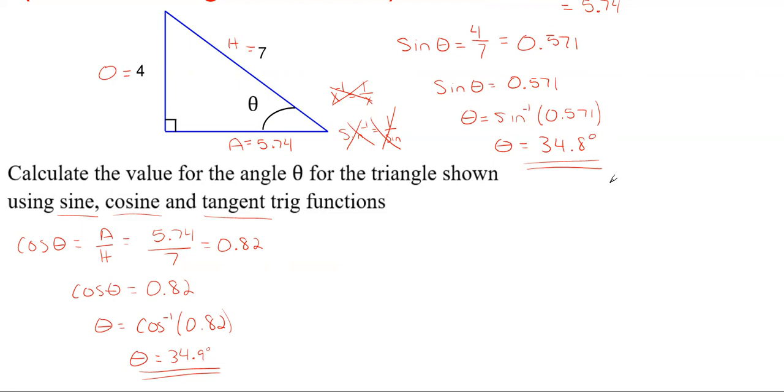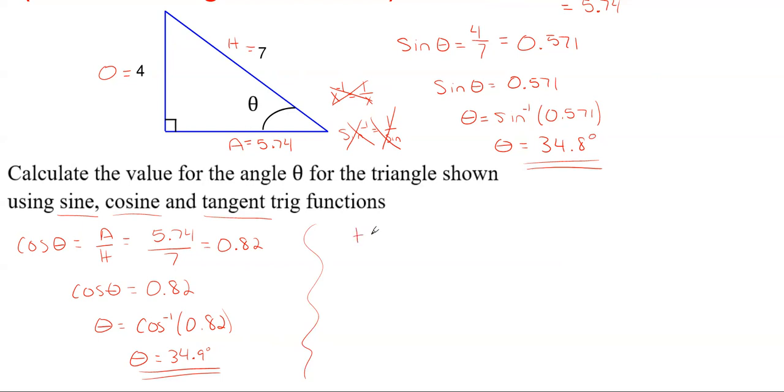Now, it just depends on how much you want to round, and just make sure that you're rounding the same way all the way through the problem if you want to get precise answers, or as precise as you can be. But in my book, 34.8 degrees and 34.9 degrees, that's the same answer.